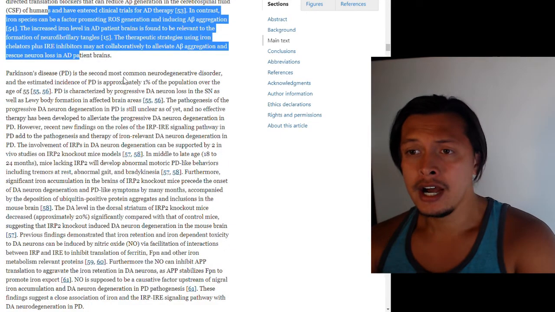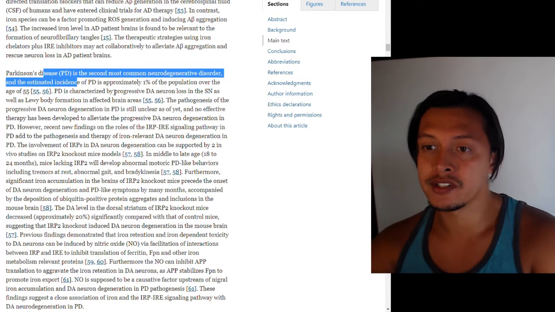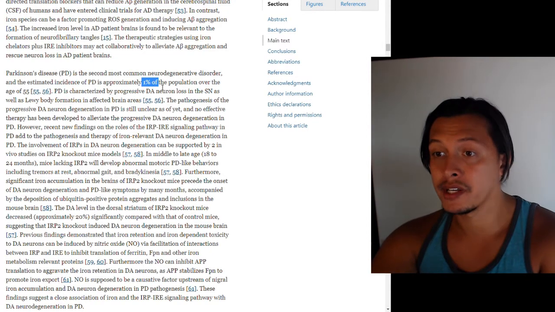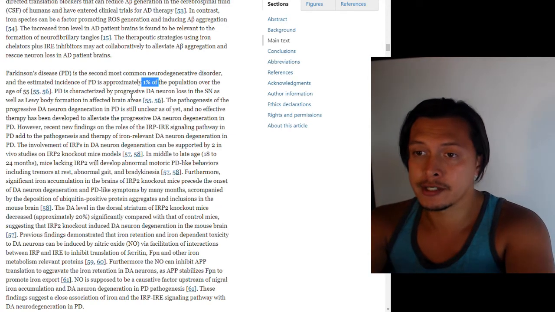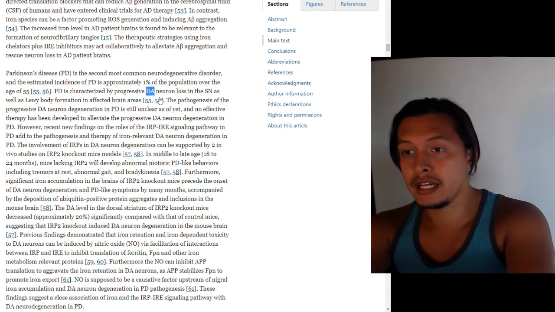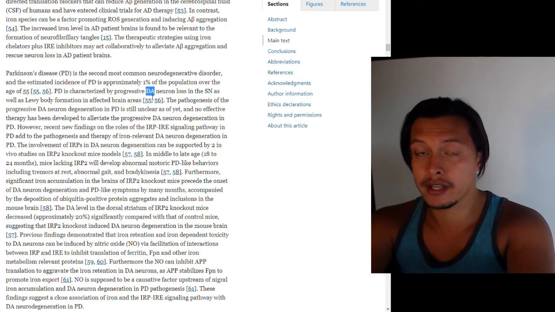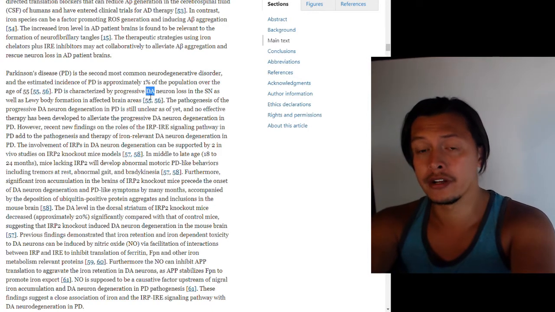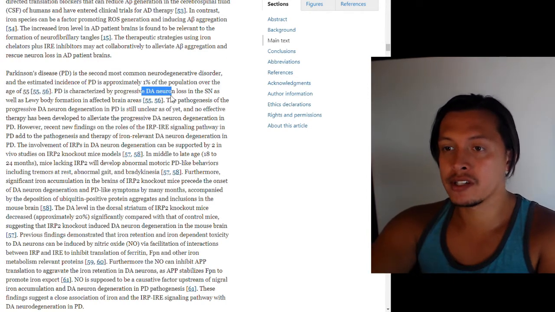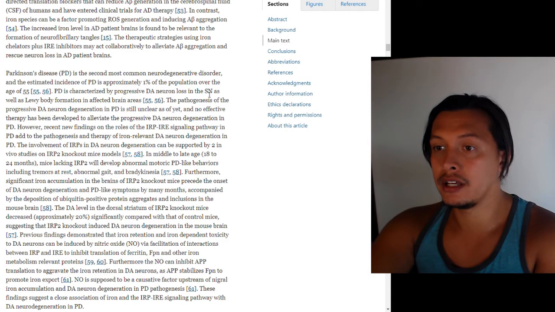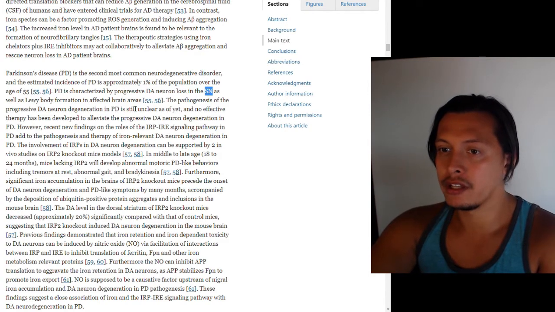So Parkinson's disease is the second most common neurodegenerative disorder, and the estimated incidence of Parkinson's disease is approximately 1% of the population over the age of 55. Parkinson's disease is characterized by progressive DA neuron loss. So dopaminergic neurons, these are neurons that are associated with dopamine in some way. So you have the progressive dopaminergic neuron loss in the SN as well as the Lewy body formation in the affected brain areas.